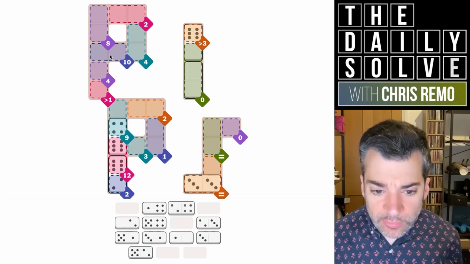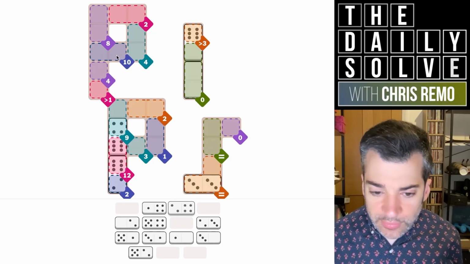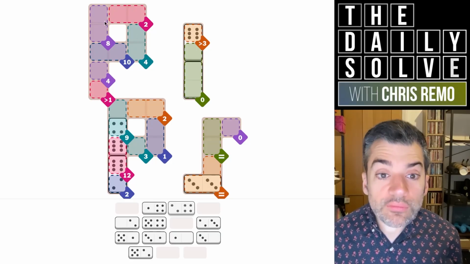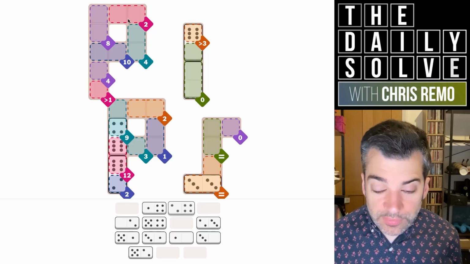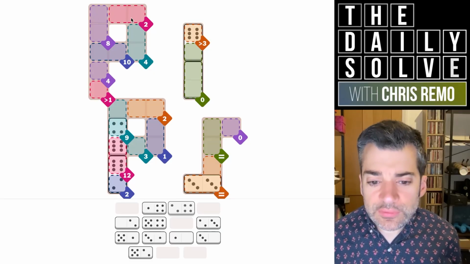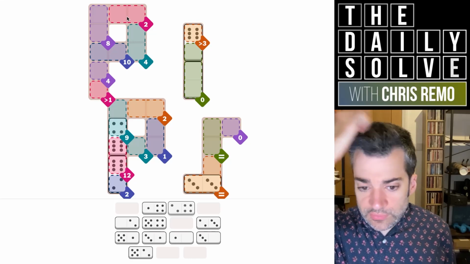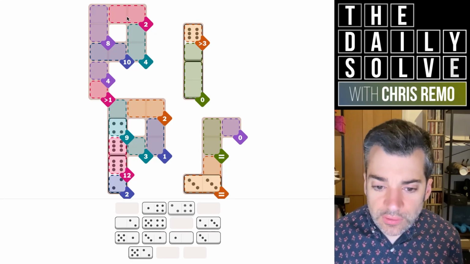What else? Can we make a 5? Sorry, can we make a 10 out of a single domino? No, we cannot. So this will connect elsewhere, which means all of these regions up in this upper left will be split, essentially. Oh, that's useful for the 2, which must be two ones or a two and a zero.